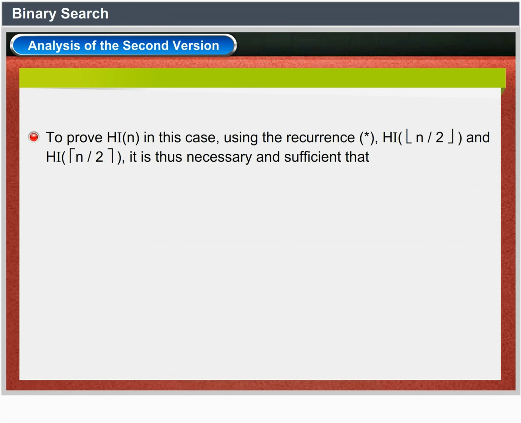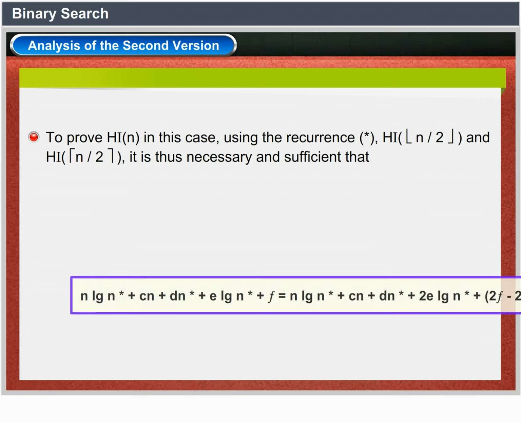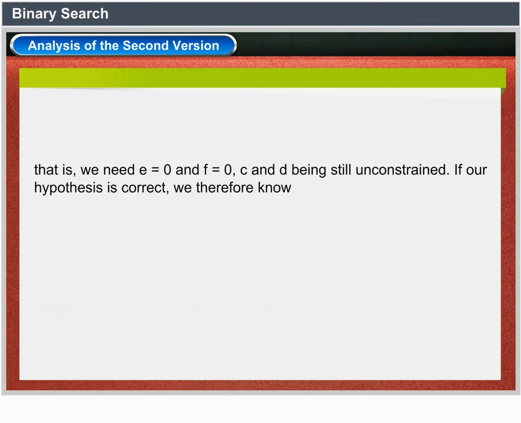To prove the hypothesis for a of n, in this case using the recurrence with floor of n by 2 and ceiling of n by 2, it is thus necessary and sufficient that n log n star plus cn plus dn star plus e log n star plus f equals n log n star plus cn plus dn star plus 2e log n star plus 2f minus 2e. That is, we need e equals 0 and f equals 0, c and d being still unconstrained.